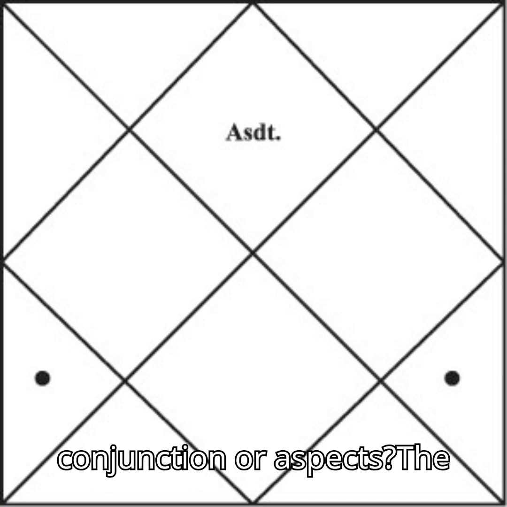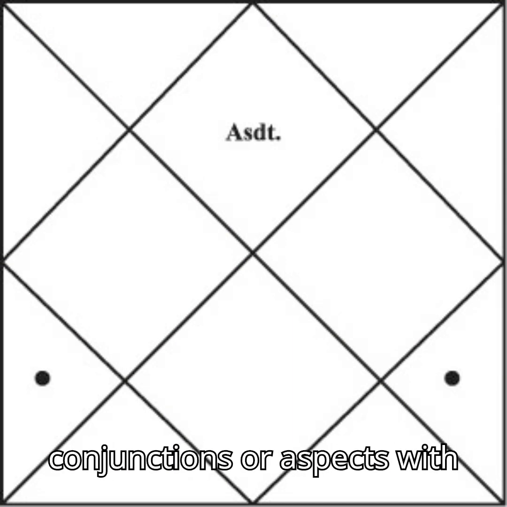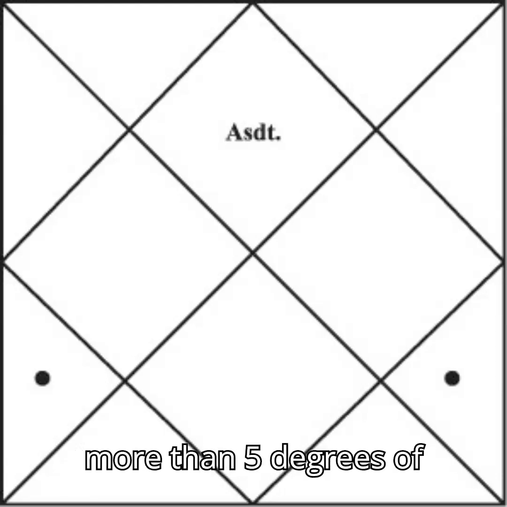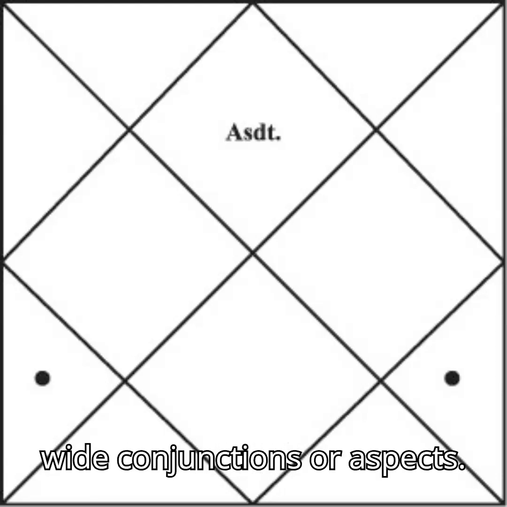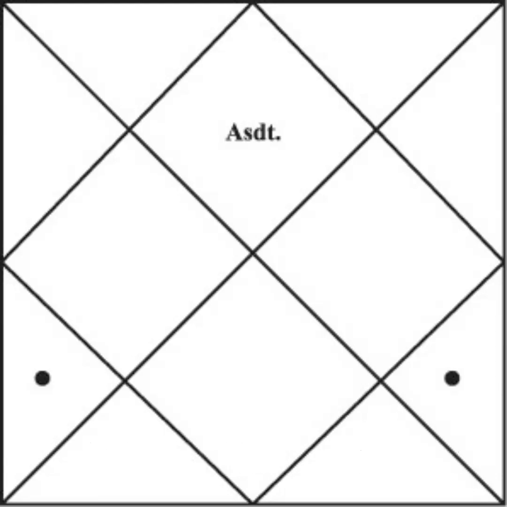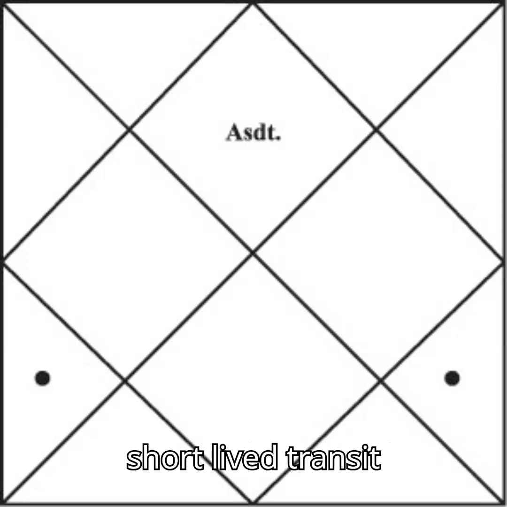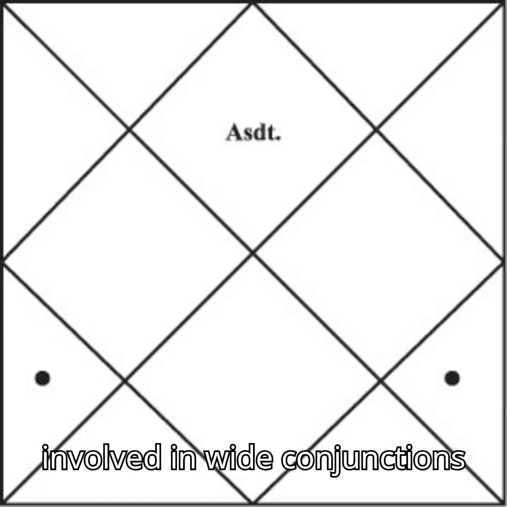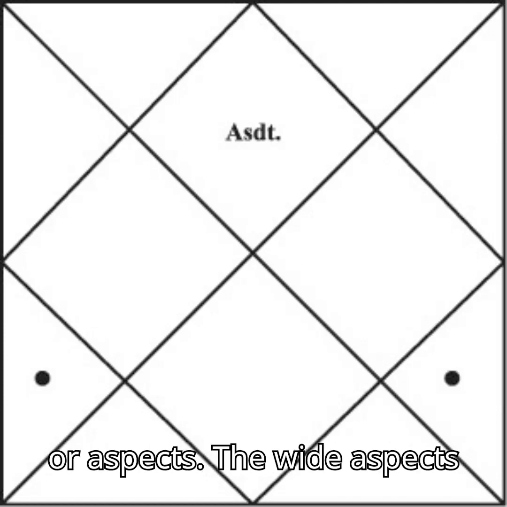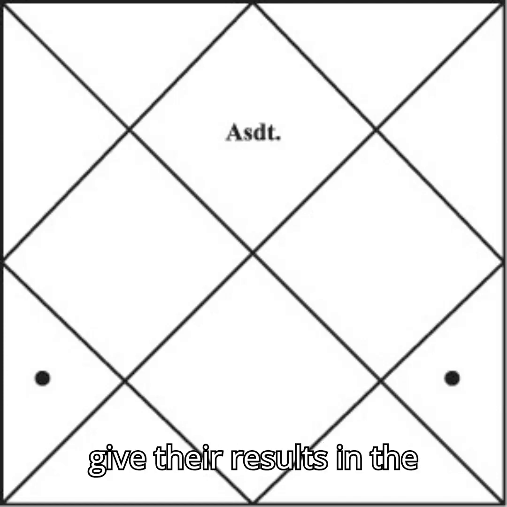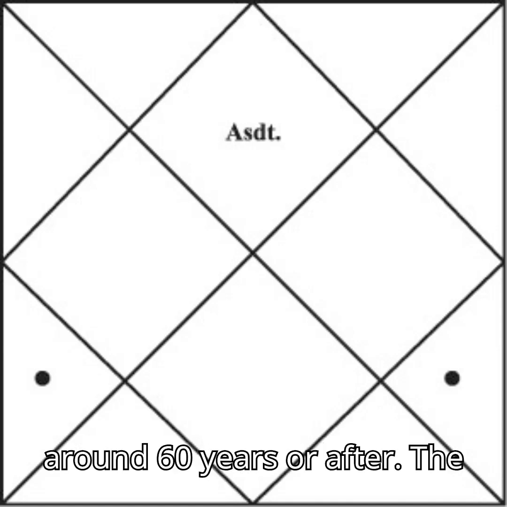Wide conjunction or aspects. The conjunctions or aspects with more than 5 degrees of longitudinal difference are wide conjunctions or aspects. These do not have a permanent impact in life except for short-lived transit influences on the planets involved in wide conjunctions or aspects. The wide aspects give their results in the latter part of life, say around 60 years or after.